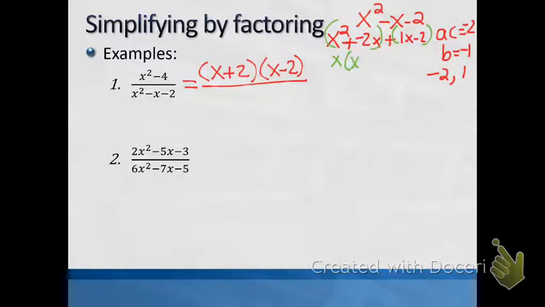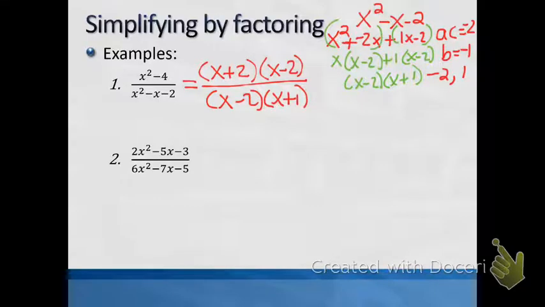And we'd find our GCFs and factor out our common binomial, and that ends up factoring into x minus 2, x plus 1. So the next thing we're going to do is look for something in the numerator and the denominator that's the same, a factor that's the same. In this case, we have an x minus 2 and an x minus 2 that are common factors. So we'd have an x plus 2 left in the numerator and an x plus 1 left in the denominator.